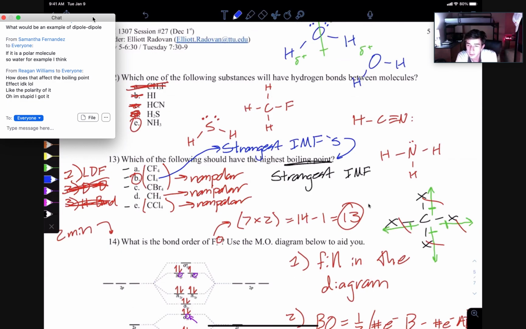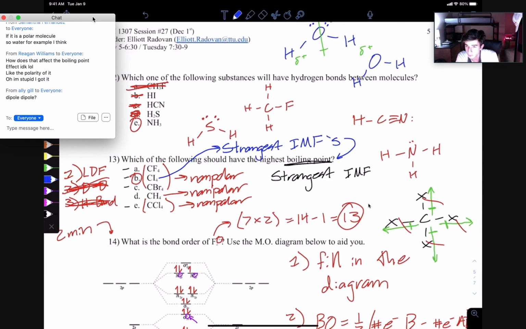So it was the highest London dispersion forces. So there's no dipole-dipole, right? Because these are all non-polar molecules. Dipole-dipole only happens when there's polar molecules.